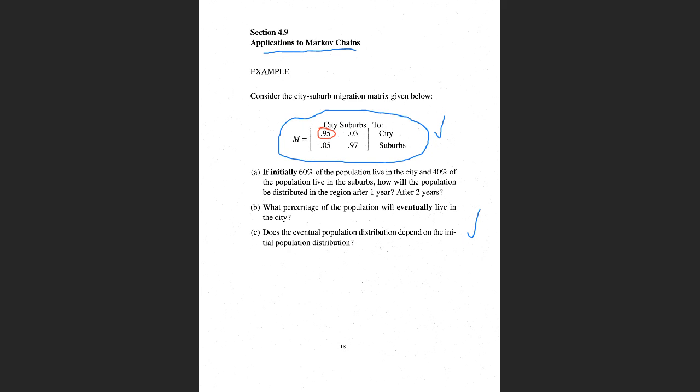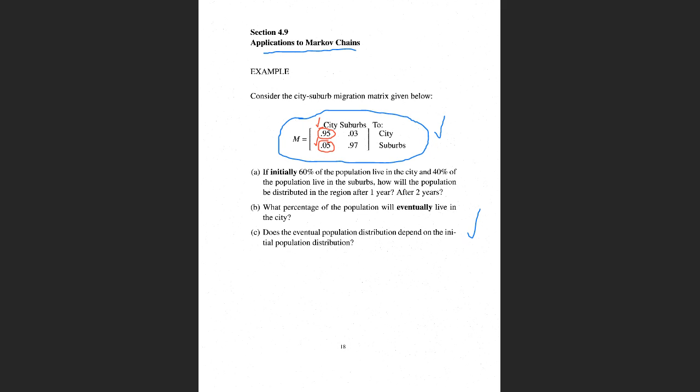On the other hand, there is a 5% chance that if you live in the city, you'll move to the suburbs. You see how that works? If you live in the city, you're going to do one of two things. This is a very simple migration matrix. Next year, you're either going to stay in the city or move to the suburbs. There's a 95% chance that you'll stay in the city because you like the city, or a 5% chance that you'll move to the suburbs.